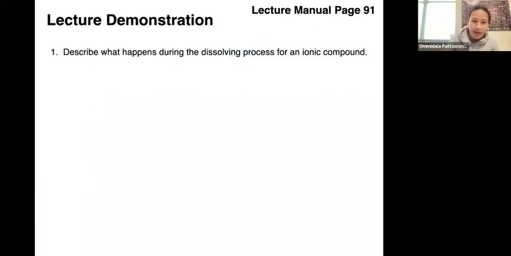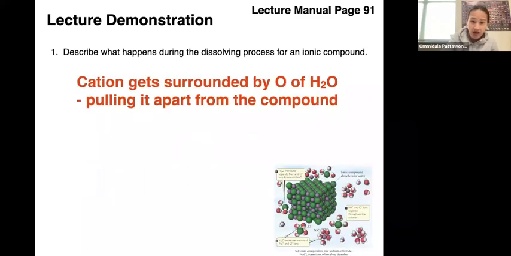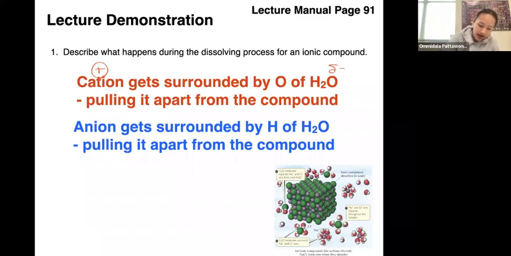Now let's summarize what happened for the dissolving process of an ionic compound. The cation is going to get surrounded by the oxygen of water, because oxygen has the partial negative charge. This is partial negative. It's going to interact with the cation, so it can pull it apart from the compound. And for the anion, which is negative charge, it's going to get surrounded by the hydrogen of water because hydrogen has partial positive charge. These two are going to interact, so eventually the anion is able to pull apart from the compound.